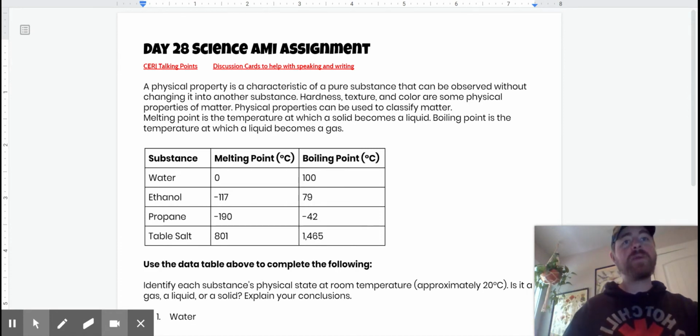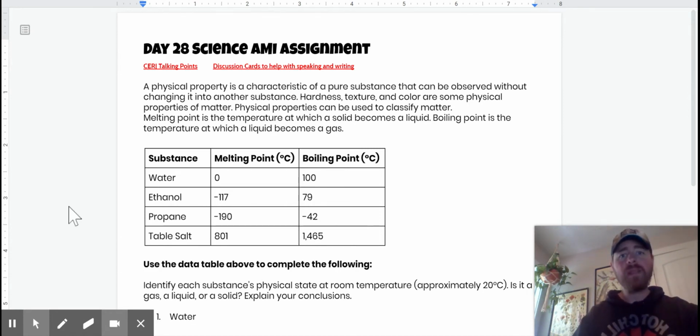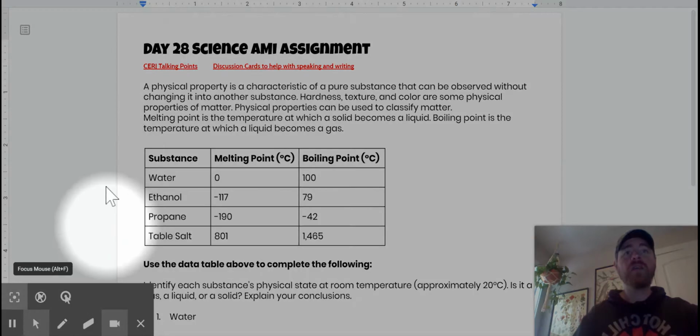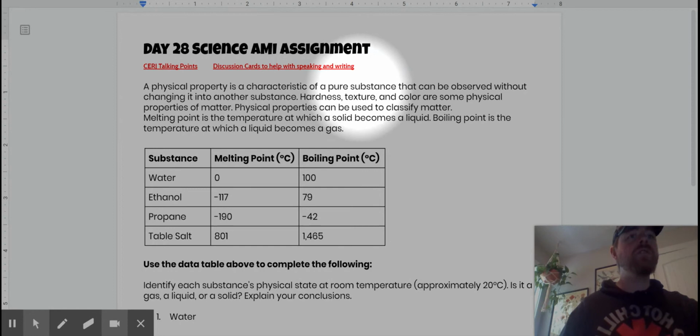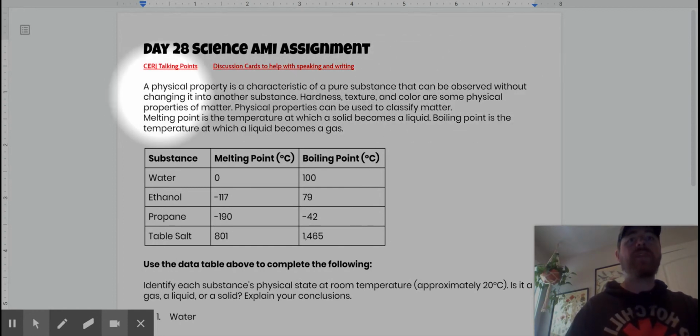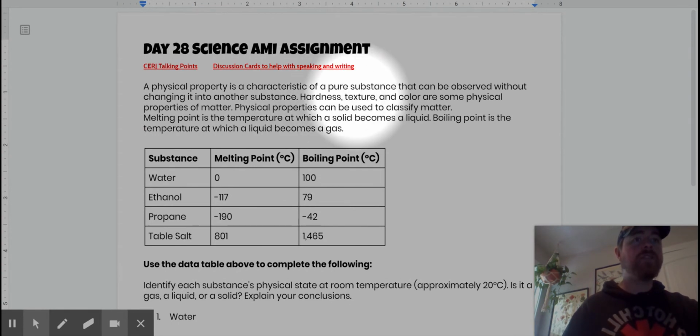So today we're talking about physical properties. We have a little bit of information to help get us started. A physical property is a characteristic of a pure substance that can be observed without changing it into another substance. Hardness, texture, and color are some physical properties of matter.